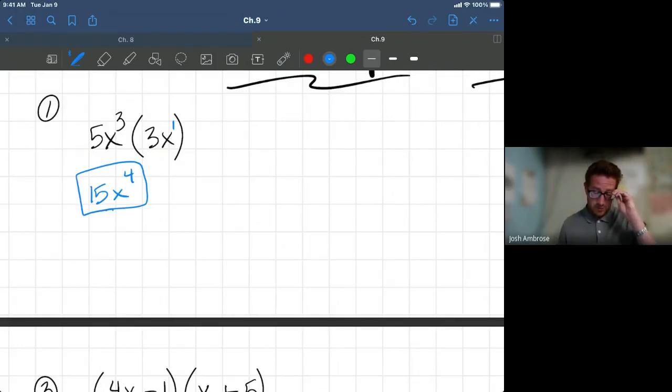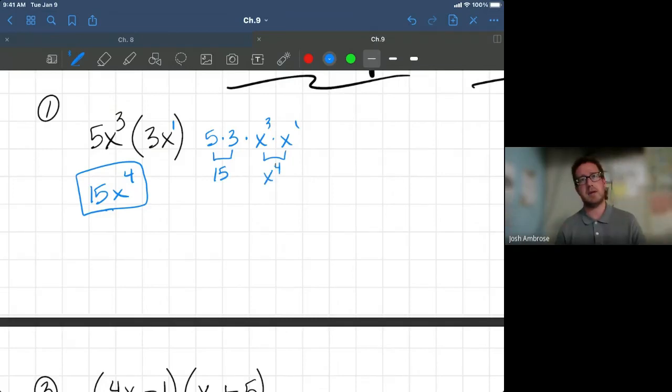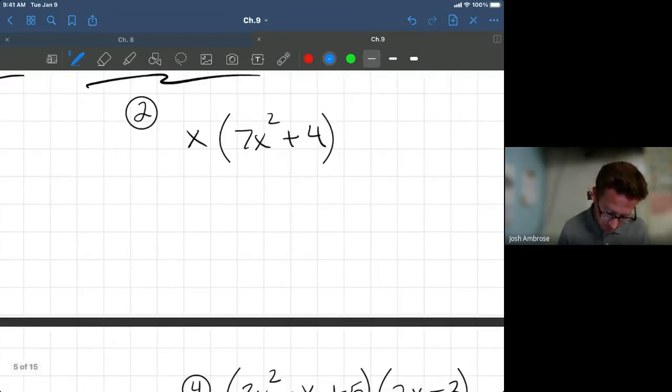If you want to really expand this out and see what we did: 5 times 3 times x to the third times x to the first. This is what gave me 15, the 5 and 3. This is what gave me x to the fourth. And then you just put those together.